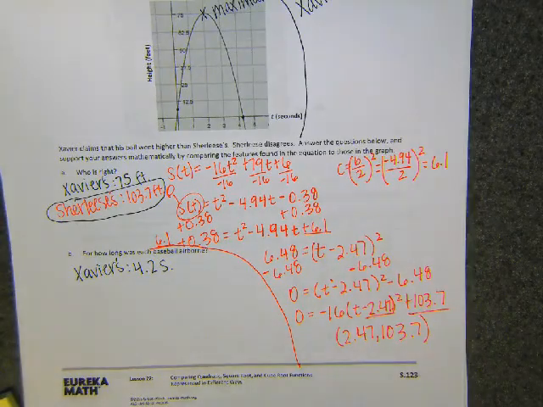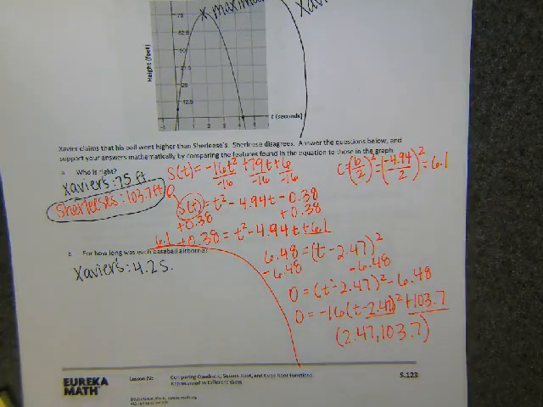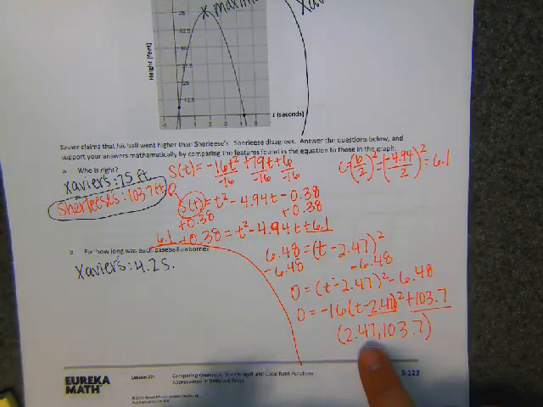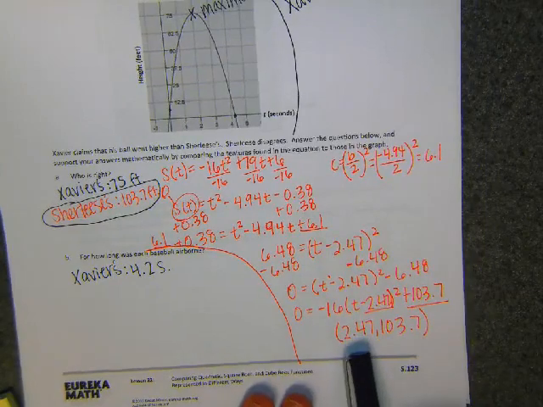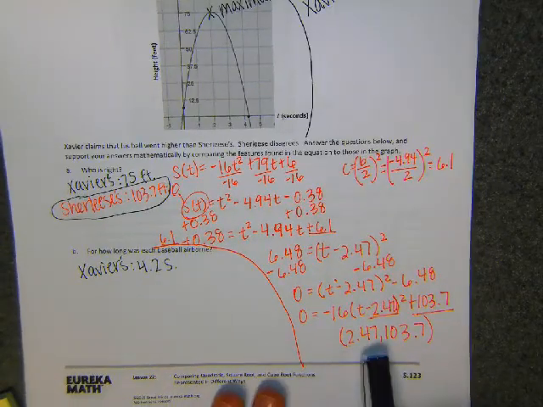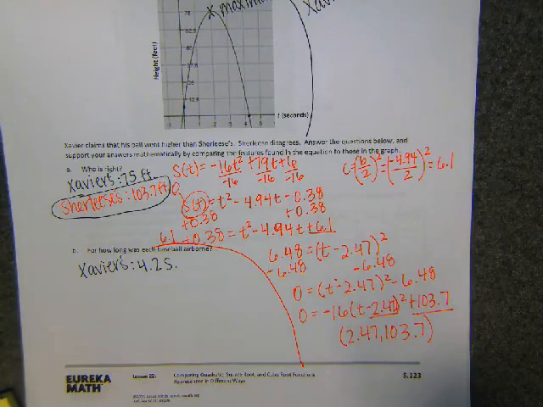Okay? And to find Charlize's airborne amount, if we think about what it means to be a vertex. The vertex lies on the axis of symmetry, which means it is symmetrical and it basically cuts the graph in half. So this 2.47 seconds is how long it took for the ball to reach the highest point. And since it's symmetrical, it's going to take that same amount of time to come back down to the ground.